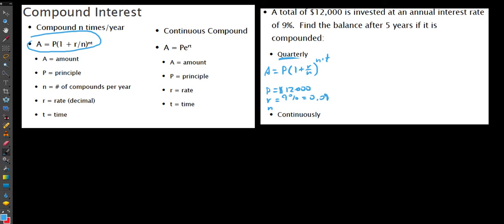And this is compounded quarterly, which means 4 times a year. Okay. I suppose the only thing that we're missing here is the time. And in this case, we say that the time is given to be 5 years. So I'm going to sneak that in here. T equals 5 years.